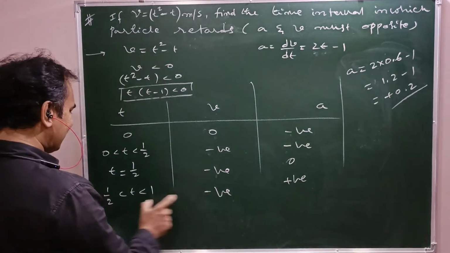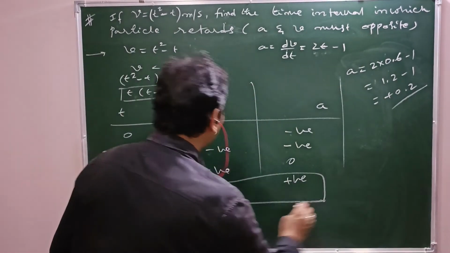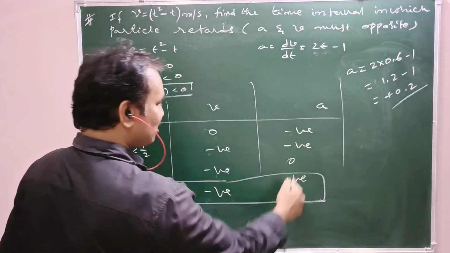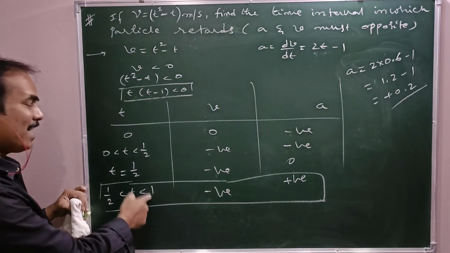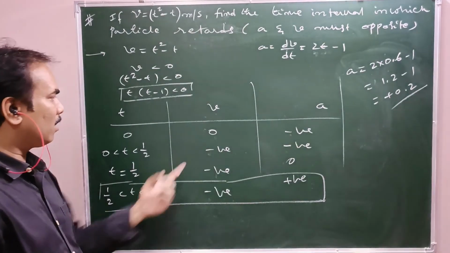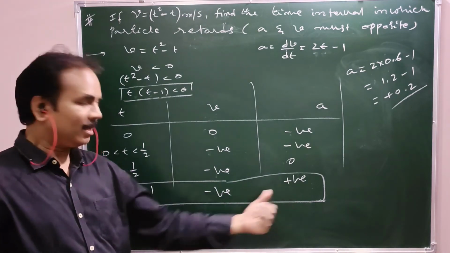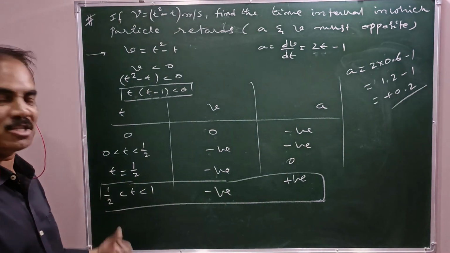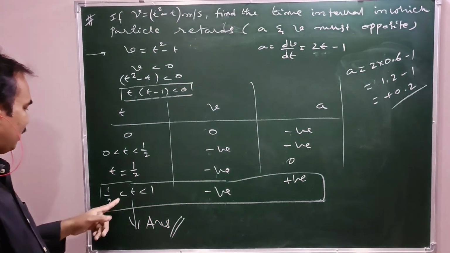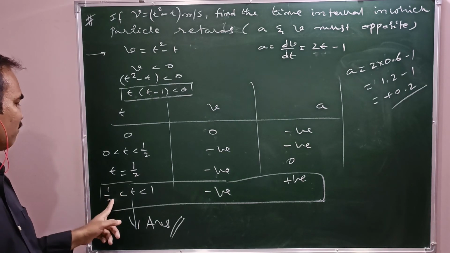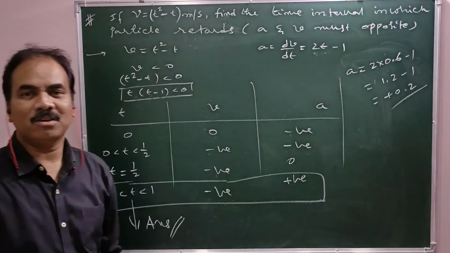Coming to this interval, exactly this interval. Velocity is negative, acceleration is positive. What is that time interval? Time is greater than half second and less than 1 second. So during this time interval, velocity is negative and acceleration is positive, means as both have opposite sign, in this interval the particle is under retardation. So this is the answer. That is, in between half second and 1 second, the particle is under retardation. Okay. Thank you, friends.